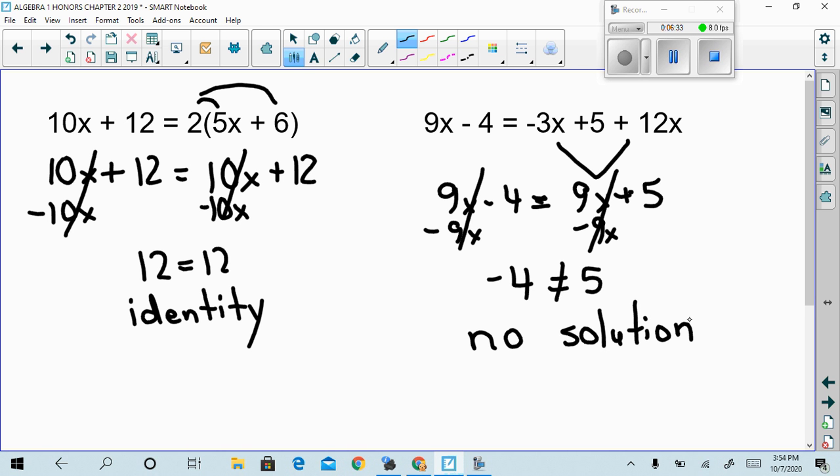So see, today we had an opportunity to do some multi-step equations that involve variables on both sides, and we'll explore a few more in class. See you then.